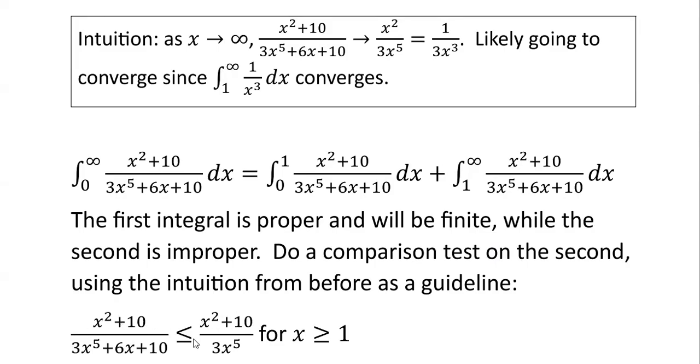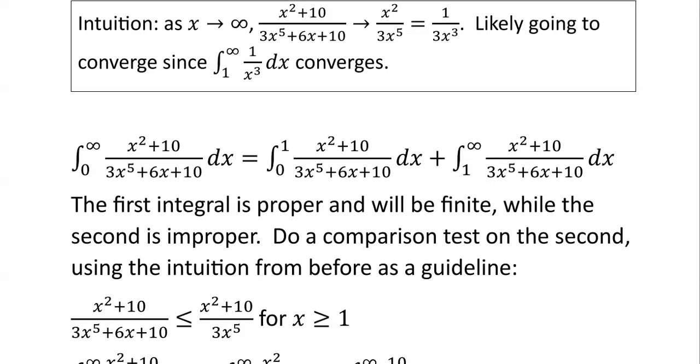Our function is less than or equal to x squared plus 10 over 3x to the fifth. How did I get this? Well, the numerator is the same. You can see in the denominator, I got rid of these two other terms here. So our denominator is going to be smaller on this right-hand side, right? Therefore, our value after we do the division is going to be bigger. We're dividing by less. This is a clear comparison versus if you just write less than or equal to 1 over x cubed. It's not as clear.